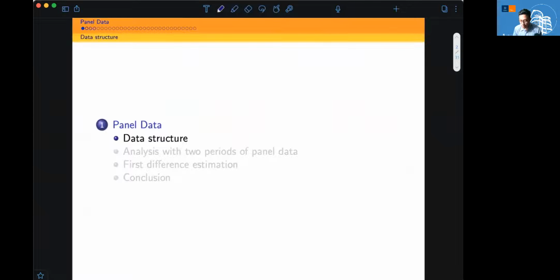So in this lecture, we're going to discuss several subtopics. The first one is the data structure of panel data, particularly two-period panel data. Then the analysis of two-period panel data, first difference estimation, and the last one, we're going to conclude the lecture. Along the way, we will also provide a discussion in Stata to provide you with an illustration of working with panel data, particularly two-period panel data.